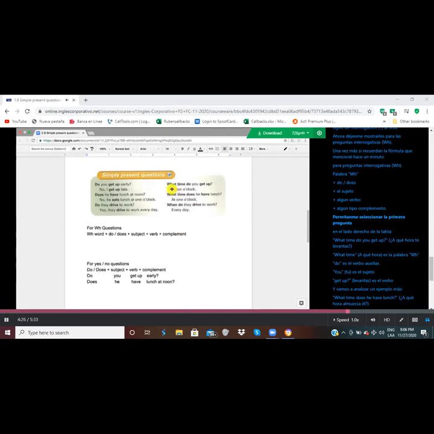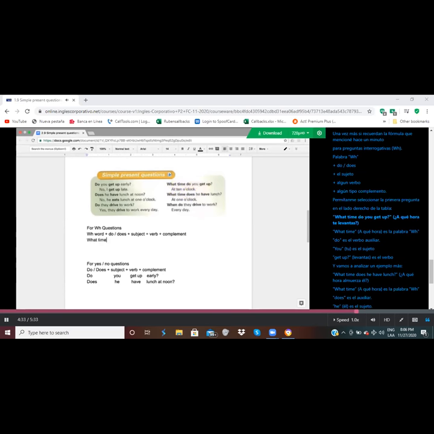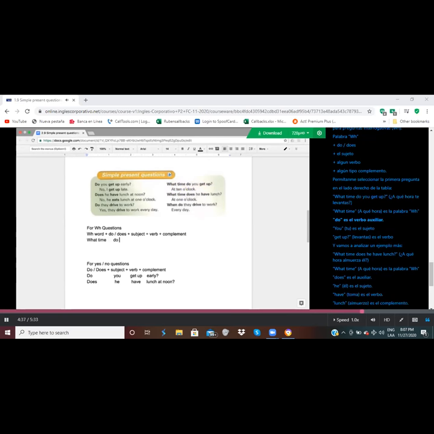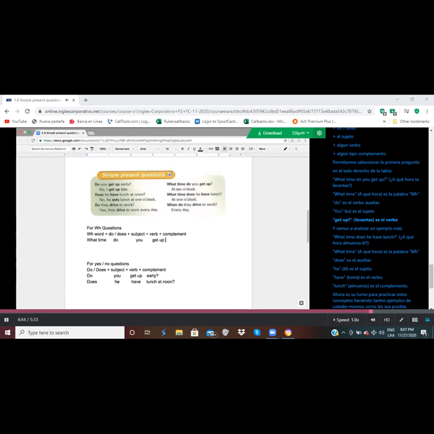Let me select the first question on the right side of the chart. What time do you get up? What time is the WH word. Do is the auxiliary verb. You is the subject. Get up is the verb.